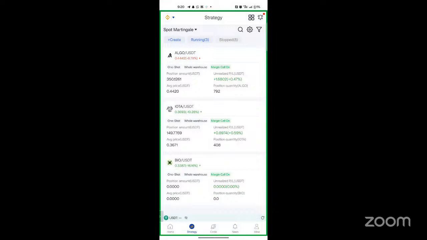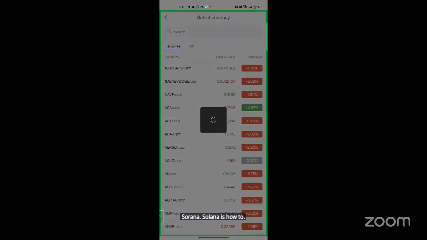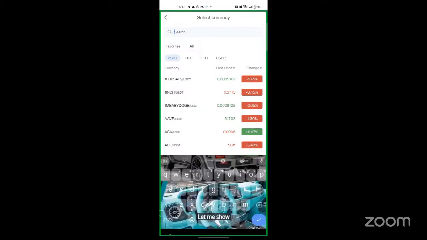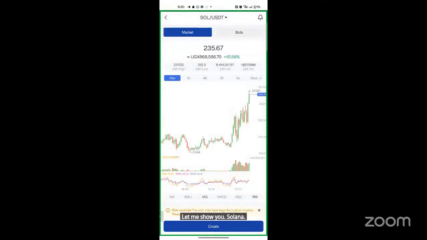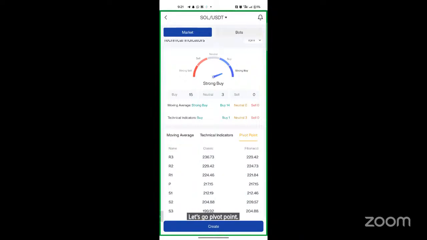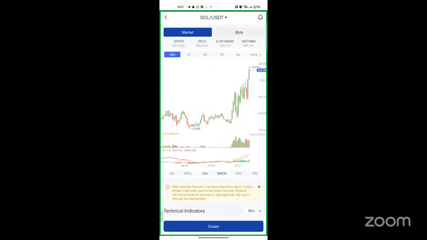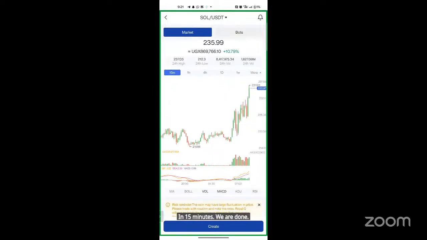Which coin has sold now? It is a coin I was trading here. Solana. Solana is out too. Let me show you. Solana. Now I check again. The coin seems it is still continuing. I want to continue with Solana. Let's go pivot point. In 15 minutes, we are done.